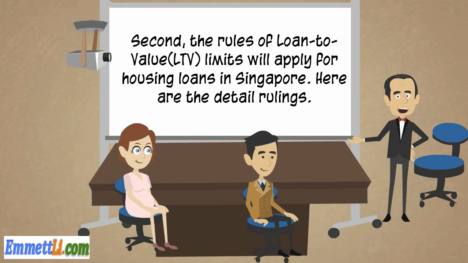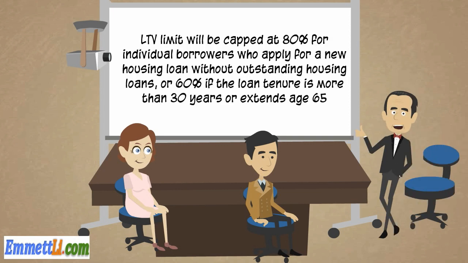Second, the rules of loan to value. LTV limits will apply for housing loans in Singapore. Here are the detailed rulings. The LTV limit for a borrower without an outstanding housing loan will be capped at 80%, or 60% if the loan tenure is more than 30 years or extends past age 65.